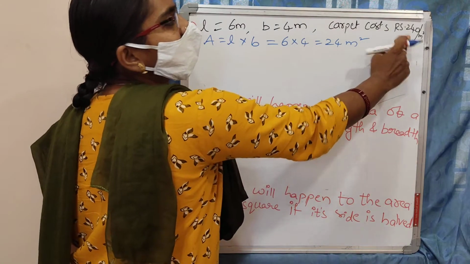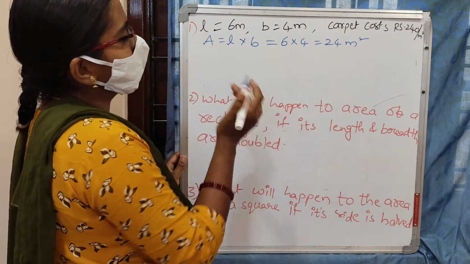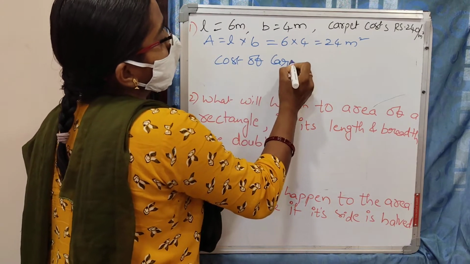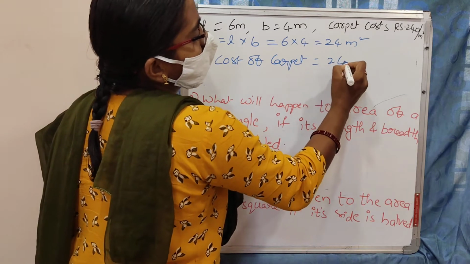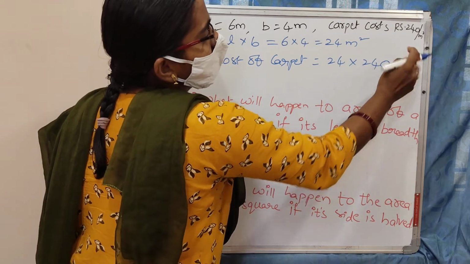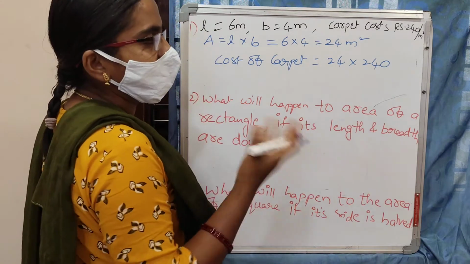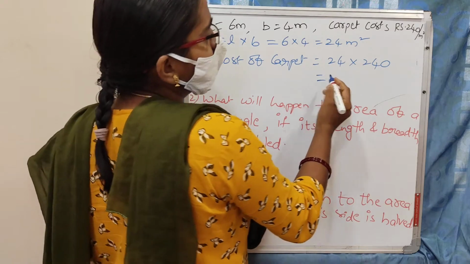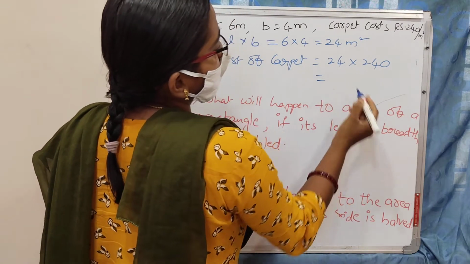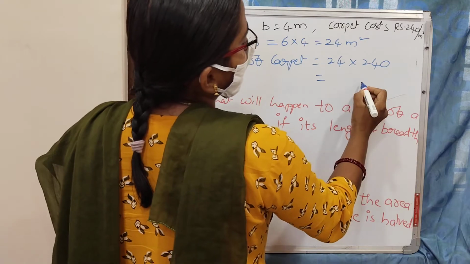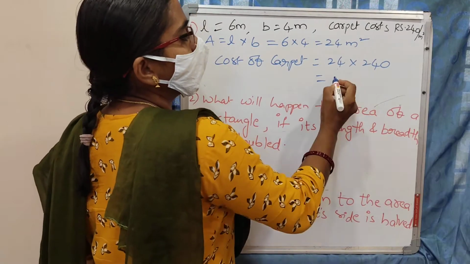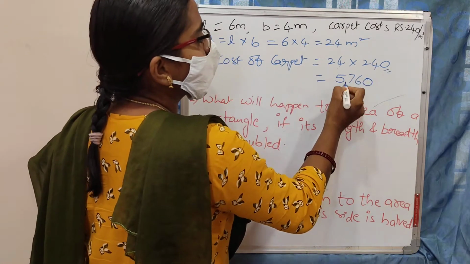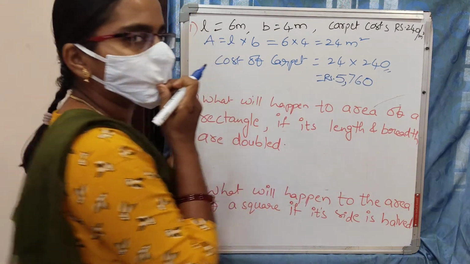Per 1 meter square it is 240 rupees. So for the 24 meter square area, the cost of carpet for the total room is 24 into 240. 24 into 24 is 576 and we have a 0. So 5760 rupees to carpet the total room.